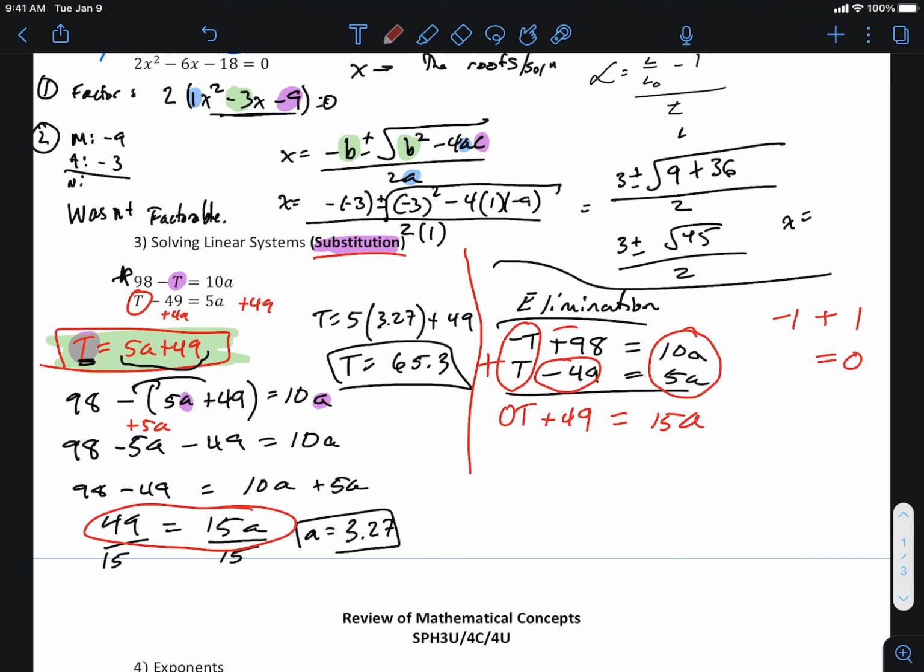Right? So now you're saying, okay, well, I've got 15a is equal to 49. So a must equal 3.27 when you divide both sides by 15. And then you do the same work. You already have an equation. You just take a and replace it in one of your two equations and solve for t. I know it's starting to get messy. Okay, it's the exact same work. You know what a is numerically now. So plug it in there and solve for t. One of them.